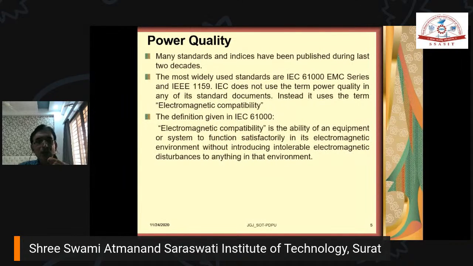Can anybody tell what you understand by disturbance and distortion? What is the difference between disturbance and distortion? Can anybody tell?